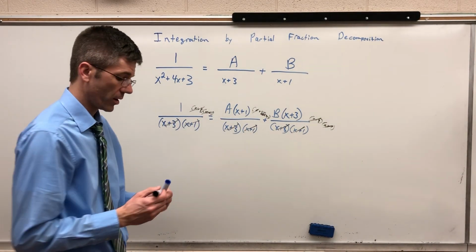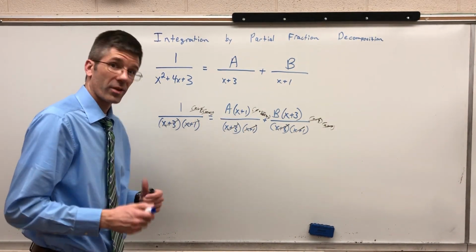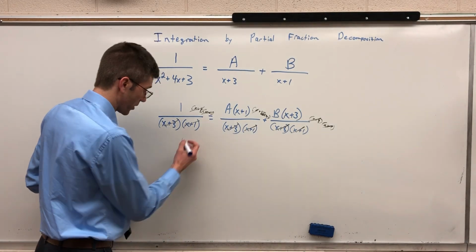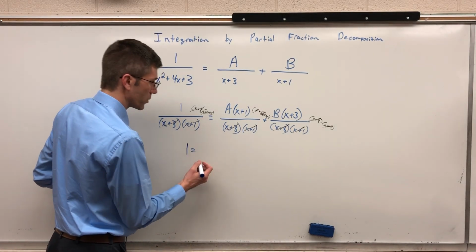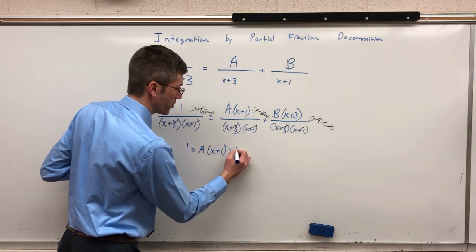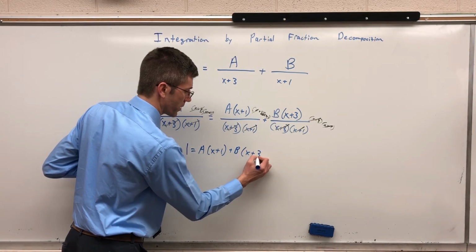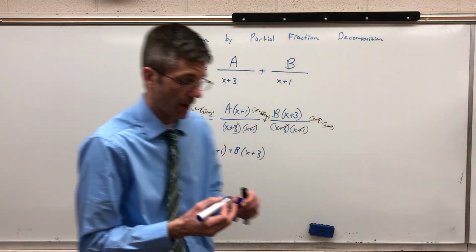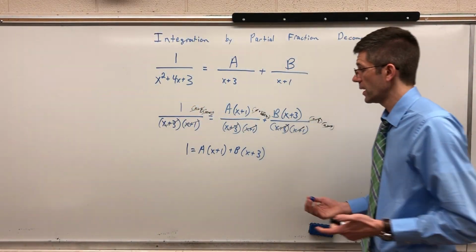I'm going to solve that numerator. And how am I going to solve that numerator? Well, I want to find out what A and B are. So here goes. 1 equals A(x plus 1) plus B(x plus 3). Okay, so we have three variables here. We have A, B, and, well, x.